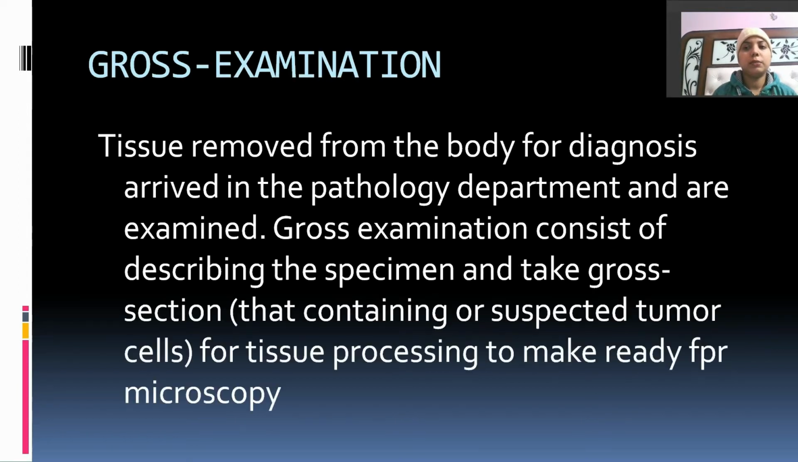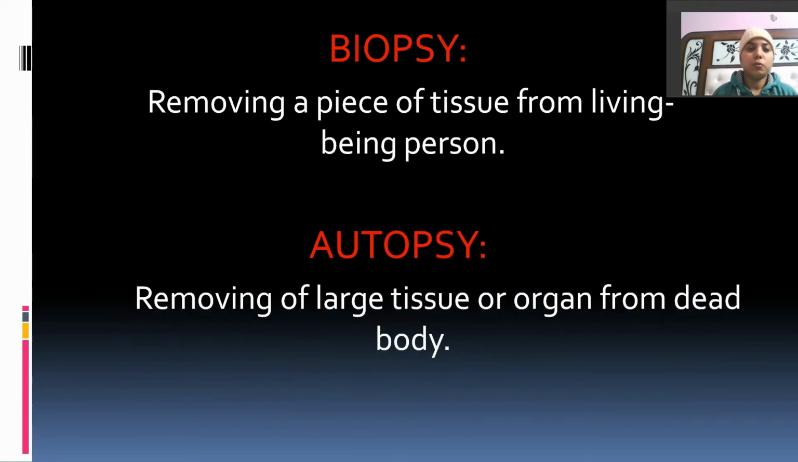Then gross examination has to be done after receiving the sample in the histopathology lab. In the gross examination, tissue removed from the body for diagnosis arrives in the pathology department and is examined. Gross examination consists of describing the specimen and taking gross sections containing or suspected of containing tumor cells for tissue processing, to make them ready for microscopy.